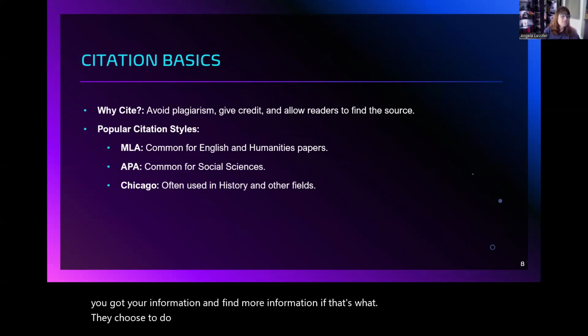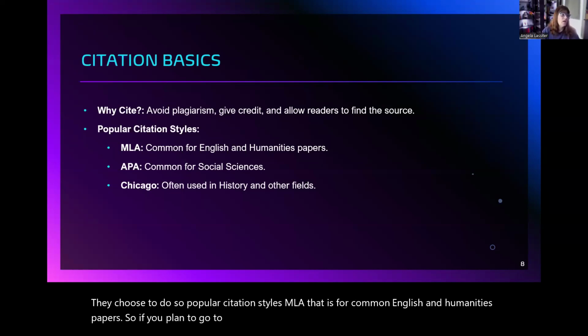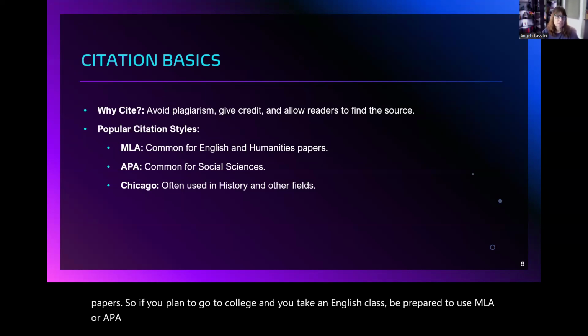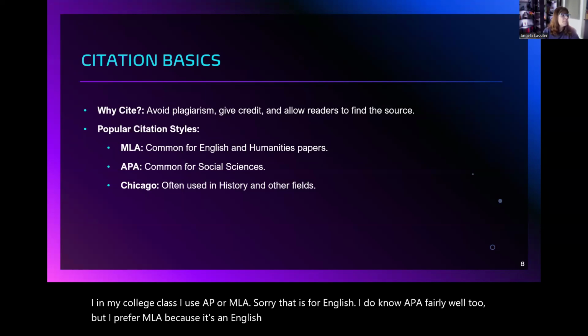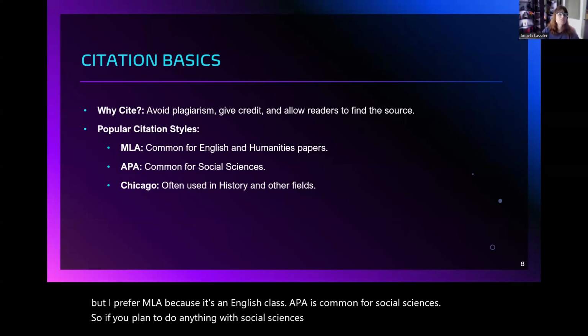So popular citation styles, MLA, that is for common English and humanities papers. So if you plan to go to college and you take an English class, be prepared to use MLA or APA. In my college class, I used APA or MLA, sorry. That is for English. I do know APA fairly well too, but I prefer MLA because it's an English class. APA is common for social sciences. So if you plan to do anything with social sciences, you definitely want to write in APA and learn that.